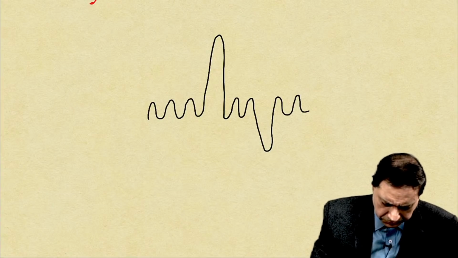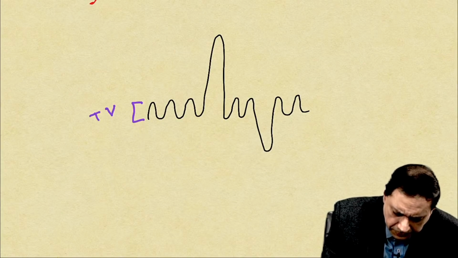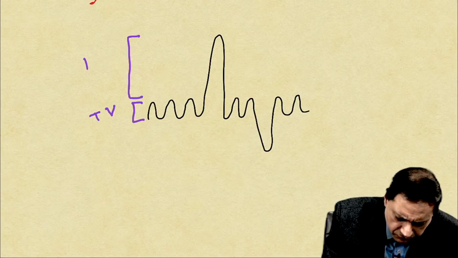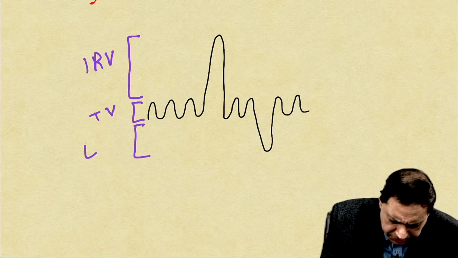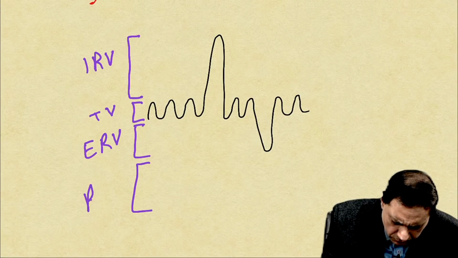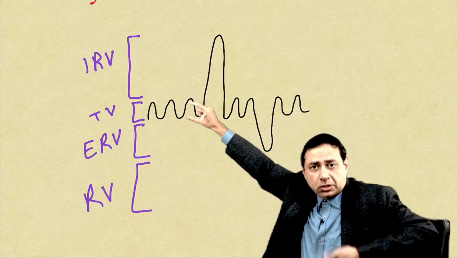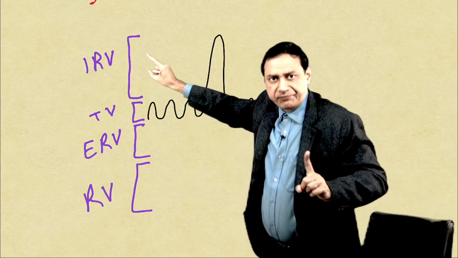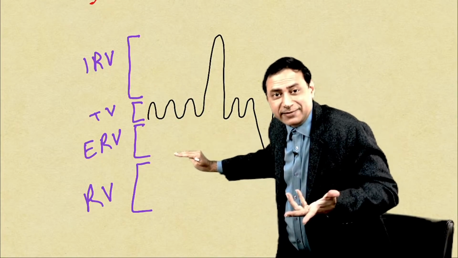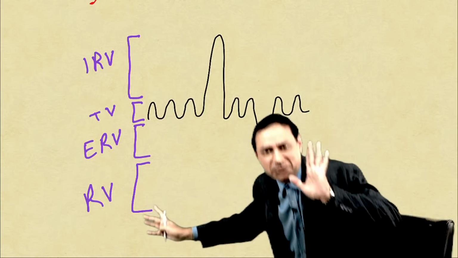So this is tidal volume, this is inspiratory reserve volume, this is expiratory reserve volume, and this is residual volume. 4 volumes. Tidal volume, normal in and out. Over and above what you can inspire, inspiratory reserve. Over and above that what you can expire, expiratory reserve volume, and the volume which you can never expire, residual volume. 4 volumes.